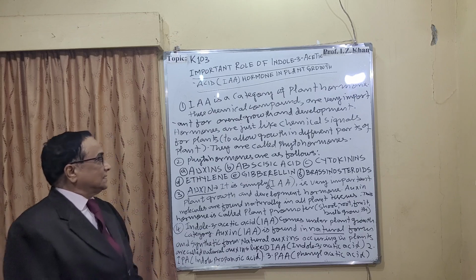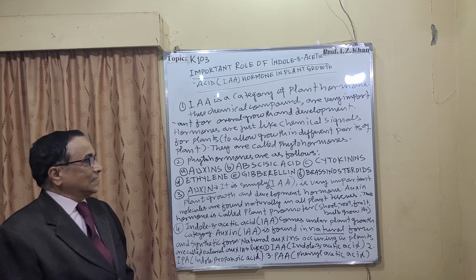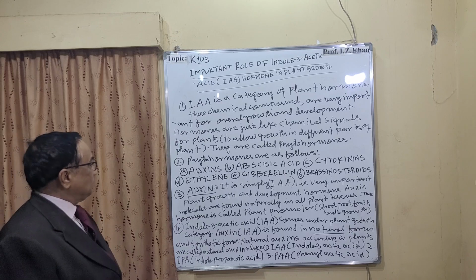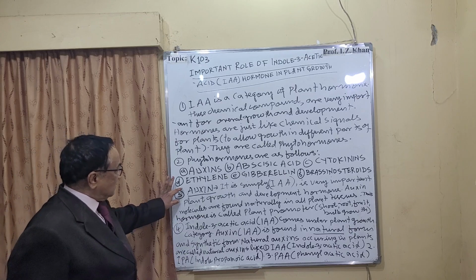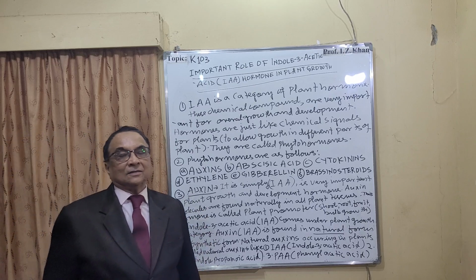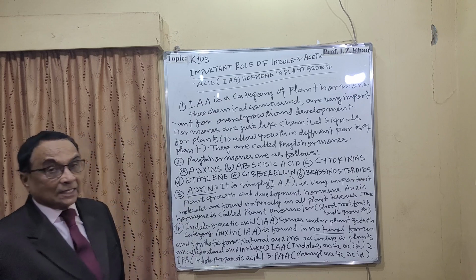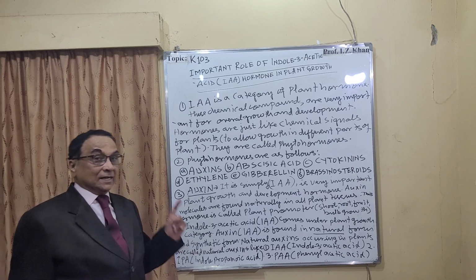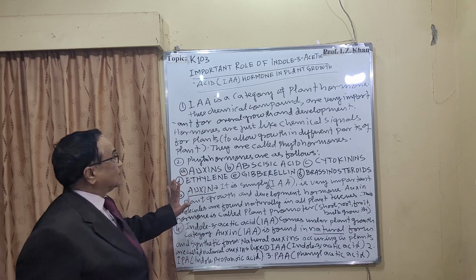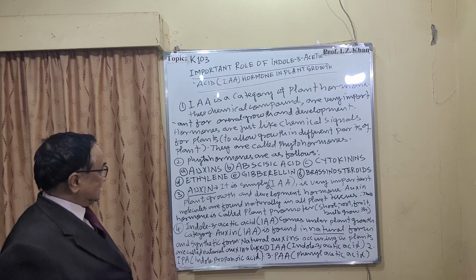Then E is gibberellin, and F is brassinosteroids, which are steroidal hormones. And here the main one I am discussing, which is a very important and routine plant hormone that covers a lot of things, especially in onion and tomatoes, is called auxin. Auxins are nothing but IAA, that is indole 3 acetic acid.